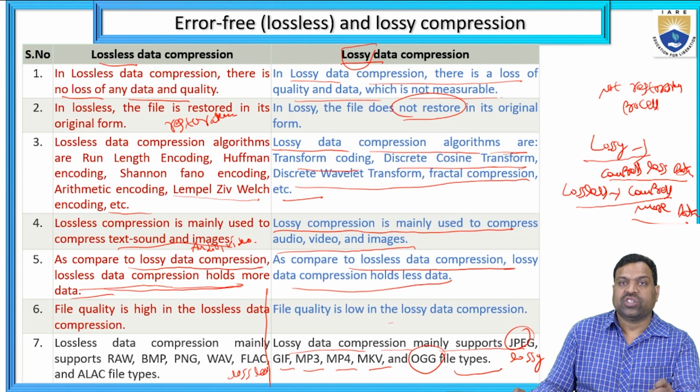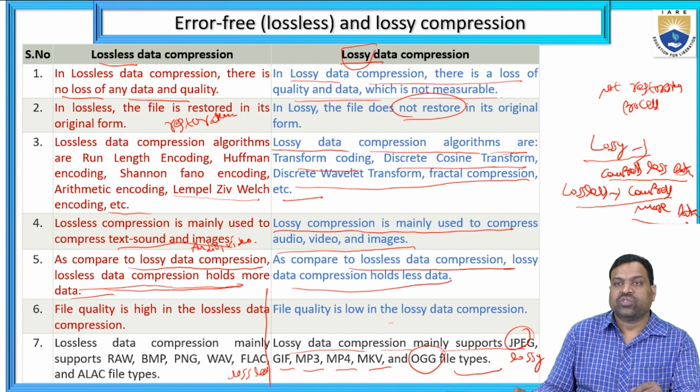So, what are the major differences of lossy and lossless? In lossless data compression, there is no data loss, but in lossy data, there is data loss. Maybe the compression of the data is changed. In the lossy, the restoration is not possible, but in the lossless, the restoration is possible. In lossless data compression, the codings are run length coding, Huffman coding, Shannon-Fano coding. But in the lossy, there are transformation coding, discrete coding, fractal compression, etc.